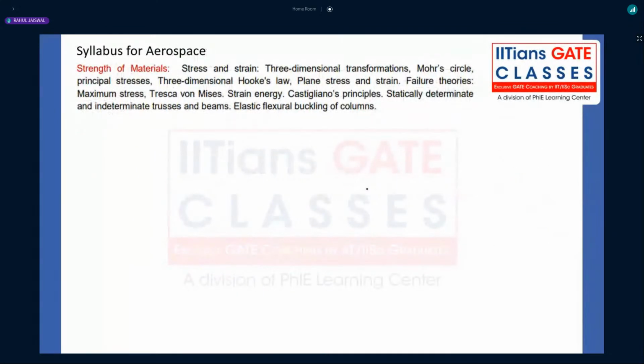Now coming to the aerospace part, in aerospace one domain is structures. In that, the subdomain is strength of material, along with some other subdomains. The first chapter is stress and strain, and then three-dimensional transformations. Then we have the Mohr circle, principal stresses. Once again, the very important chapters are stress and strain, the Mohr circles, and principal stresses.